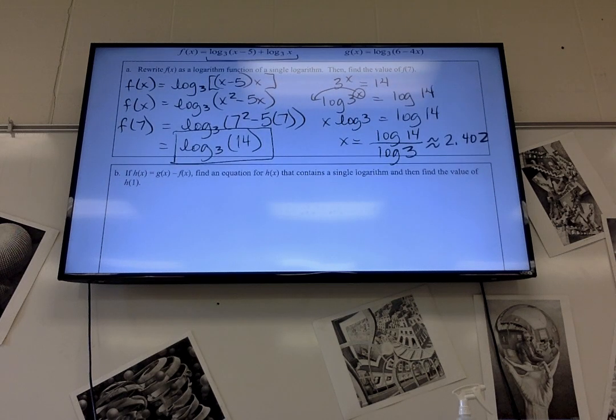B, if h of x equals g of x minus f of x, find an equation for h of x.